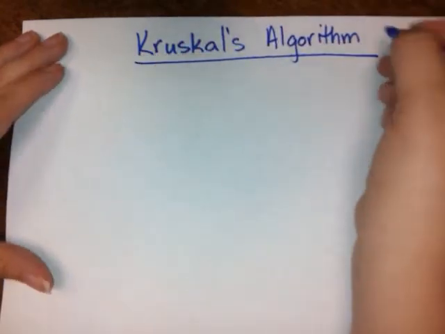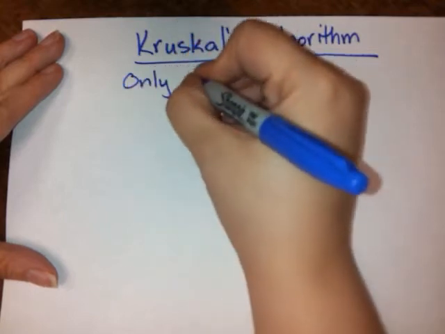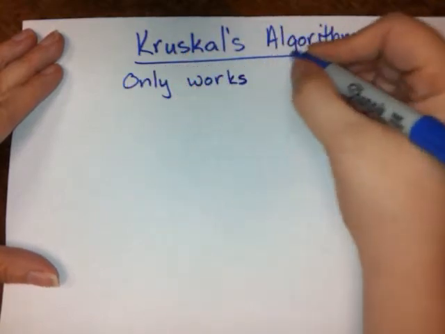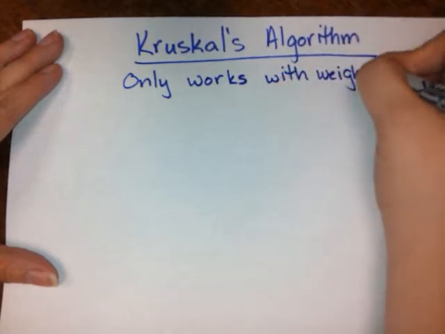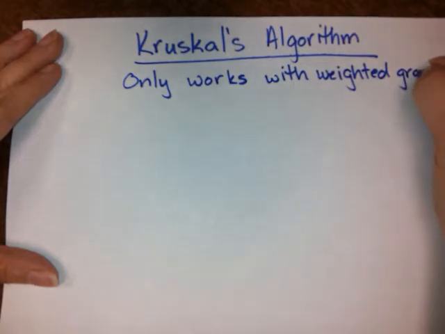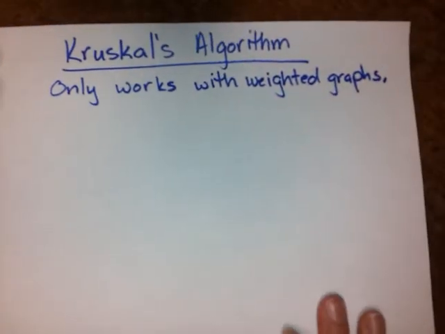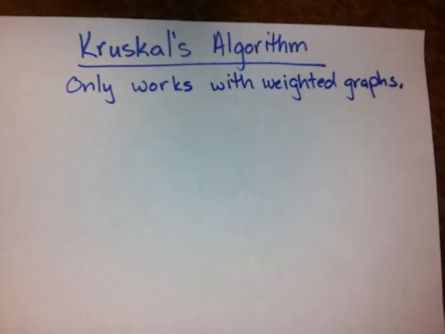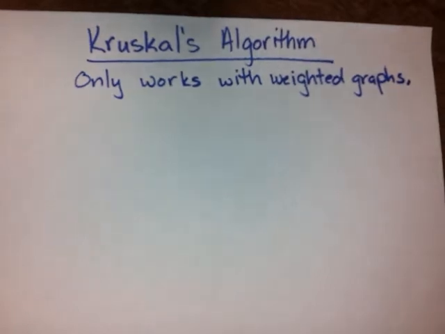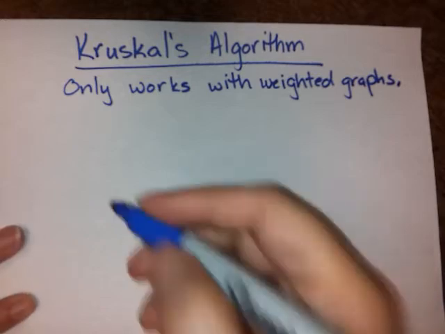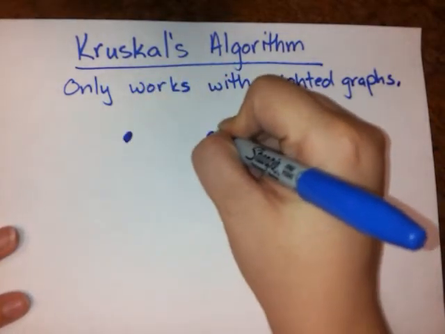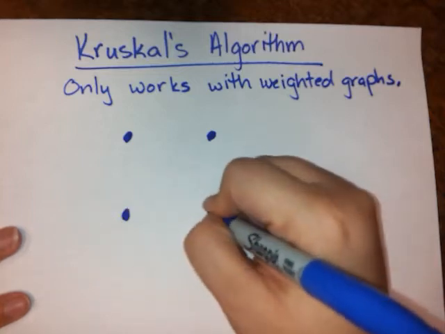All right, this only works with weighted graphs. Okay, so Kruskal's algorithm only makes sense with weighted graphs. We can't even talk about it for a graph that's not weighted. And remember that a weighted graph is just a graph that has weights assigned to the edges. So let's go ahead and draw this very familiar graph at this point.